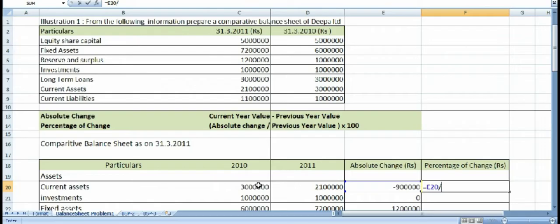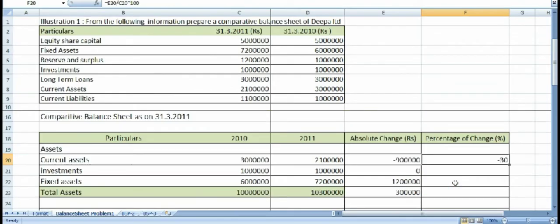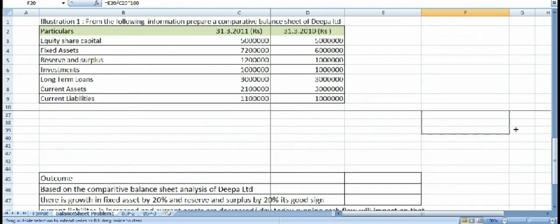What is the previous year value? It is the 2010 value, that is 30 lakh, into 100. Here they are mentioned in terms of amount, and here we are mentioning in terms of percentage. So percentage of change should be mentioned in terms of percentage. So it's minus 30 percentage. Similarly, you have to do the same calculation for all the items.